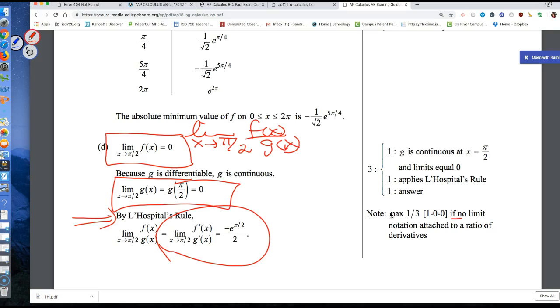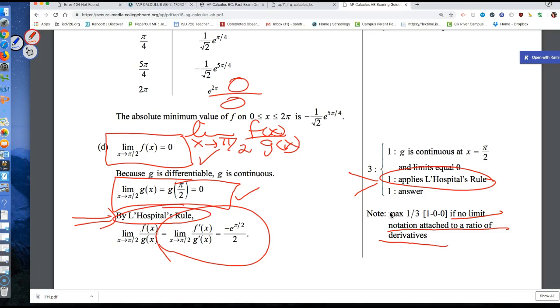For the scoring, look at what it says. 1 out of 3 if no limit notation attached to a ratio of derivatives. So if you dropped your limit and did all the math in your head, what's the most points you can get, even if your answer's right? 1. I'll tell you, a lot of kids with this applies L'Hopital's rule also. There are 2 criteria attached to it. You had to show them going separately. Kids who wrote 0 over 0 did not get that credit, just so you know. You also had to state that you were launching into L'Hopital's rule. To get this 1 point, you had to do quite a bit of work.